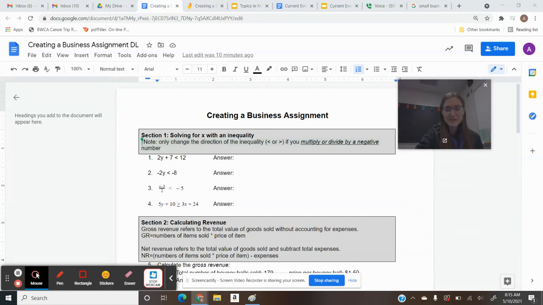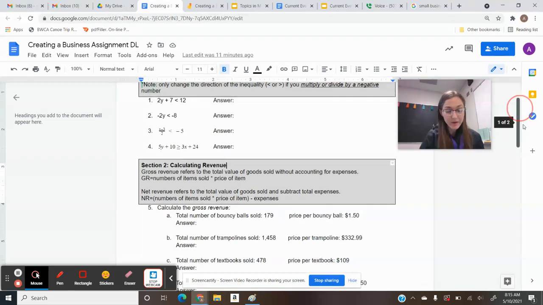Hey guys, so today we are going to be doing section 1 of this creating a business assignment. Don't tell anybody in class, but your guys' is going to be shortened and a little bit easier just because I'm a little less available to offer direct support. So you're just going to do a little less practice.